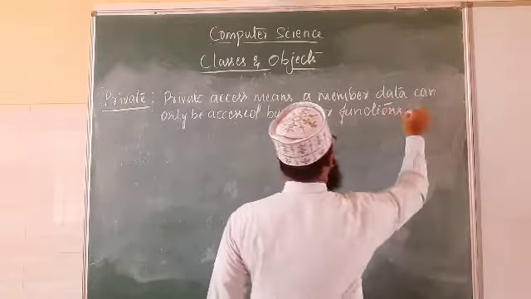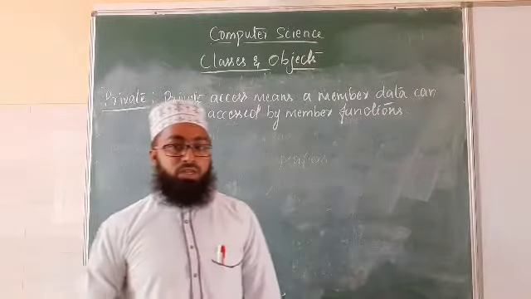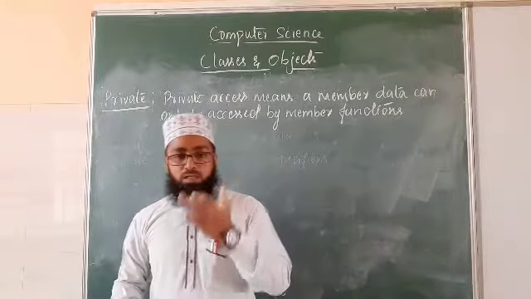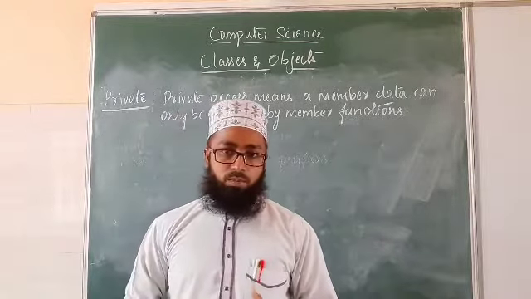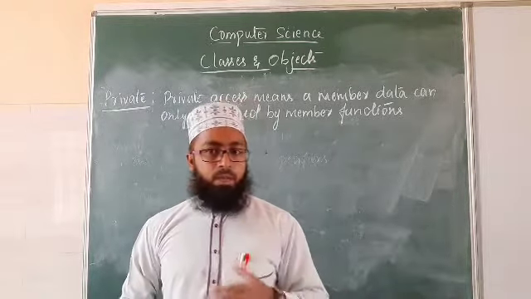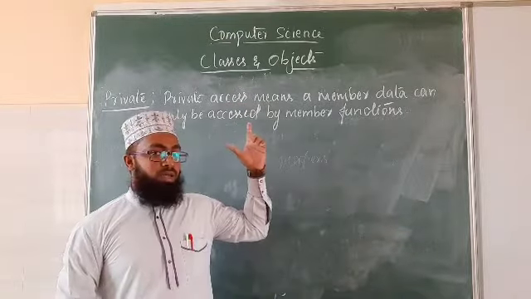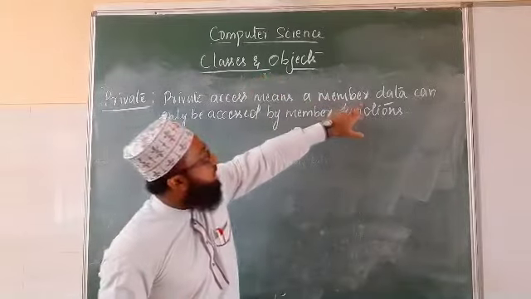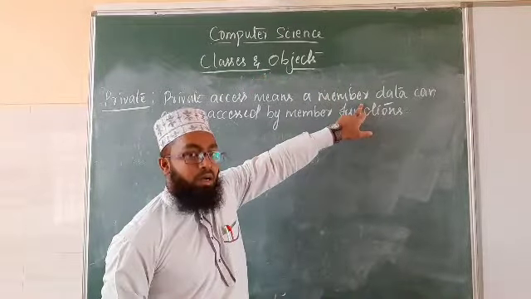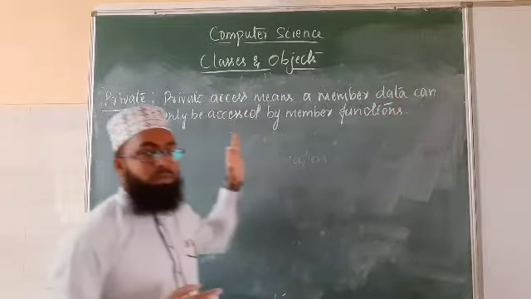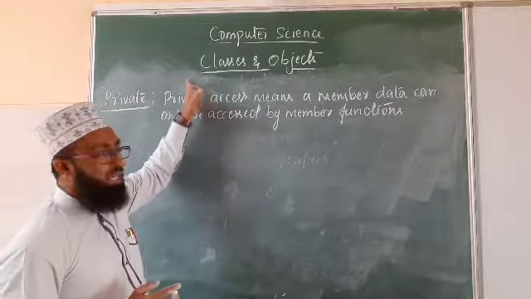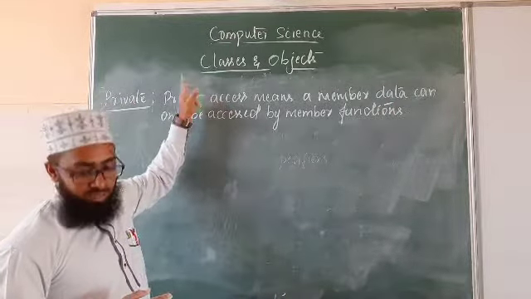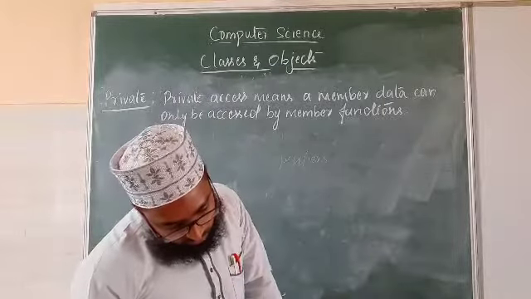In the example which I have written, we have taken private access specifiers: int account number, char name, char account type, and int account balance. Those things are called data members, and those member data are only accessed by member functions. That is called private access.